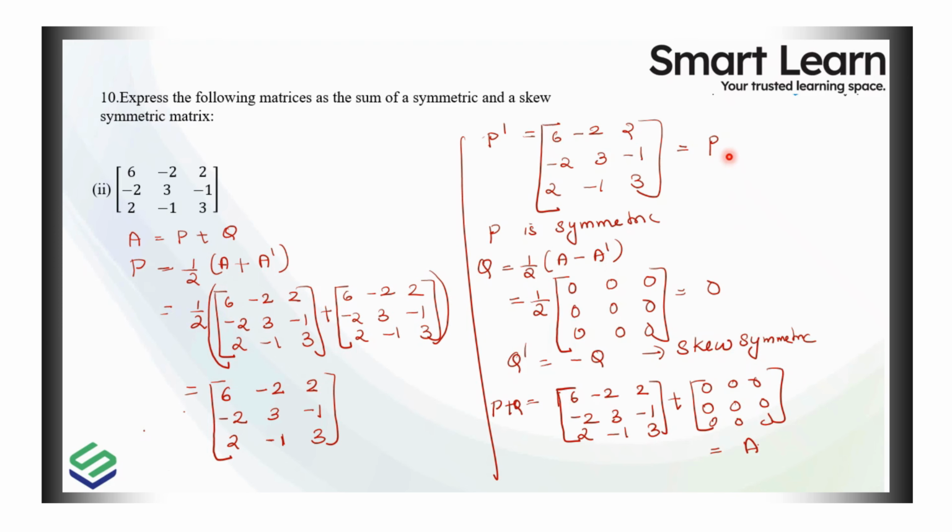Now you will add P plus Q. P is this one, and this is P plus Q. So you will get the same as our matrix, that is A. That means this is the final statement you should write, children: this matrix A is expressed as the sum of a symmetric and a skew symmetric matrix. I hope this is clear.